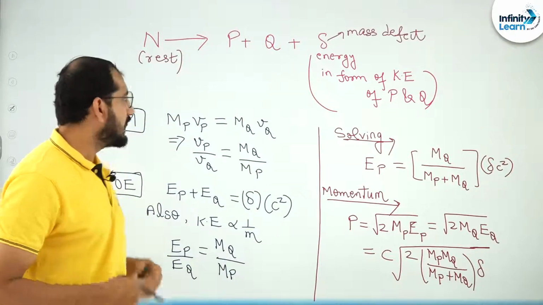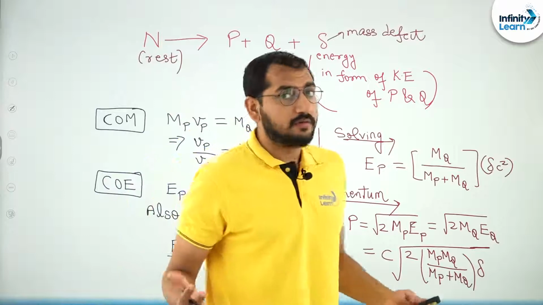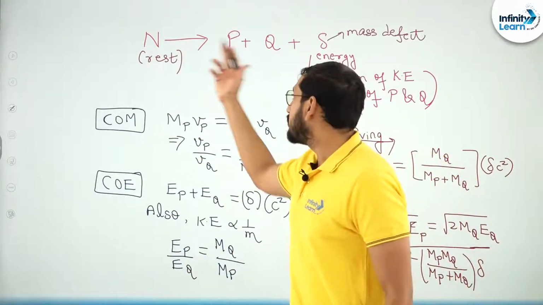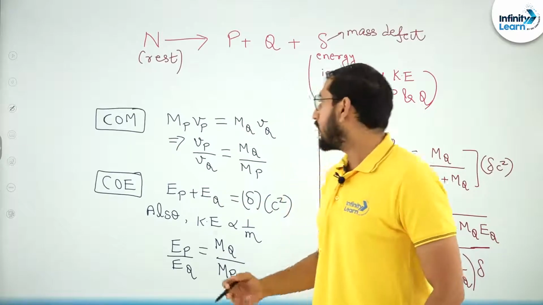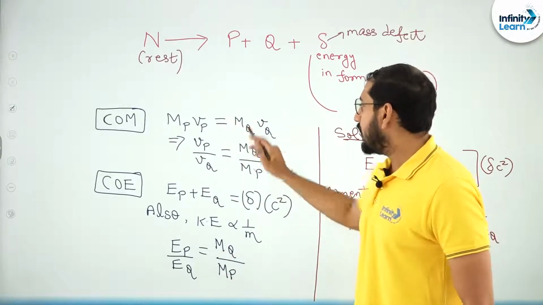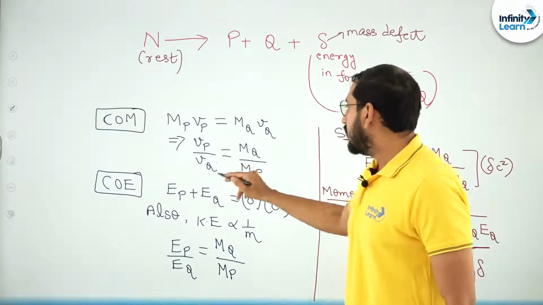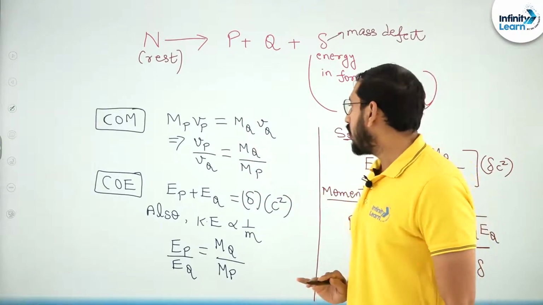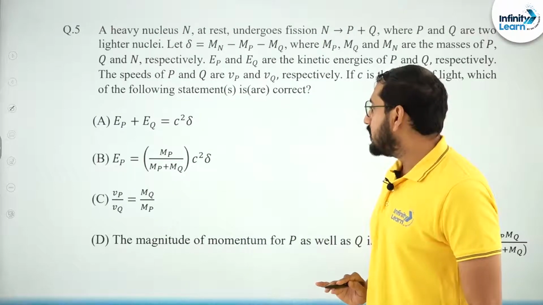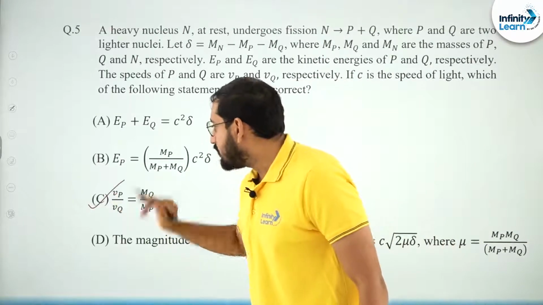Okay, so what can we apply? Because there are no external forces acting on the capital N, it is breaking apart into two particles. I can apply conservation of momentum here. After applying, I will get a ratio of velocities of P and Q, that is mq by mp, right? So straight away if I look at the options, you will see that yes, option C is matching.